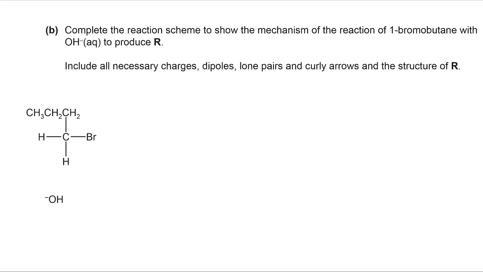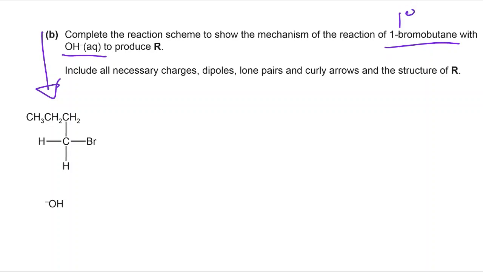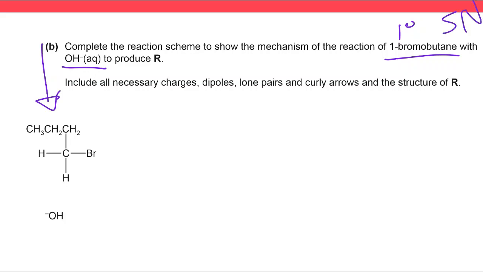In question B, complete the reaction scheme to show the mechanism of the reaction of 1-bromobutane with OH in aqueous solution, that means sodium hydroxide in water solvent, to produce R. Here we have a substitution reaction, but keep in mind that 1-bromobutane, this halogenoalkane, is primary. So primary means which mechanism? SN2. That means you have what? An intermediate. So in the mechanism you need to make sure you show the intermediate.